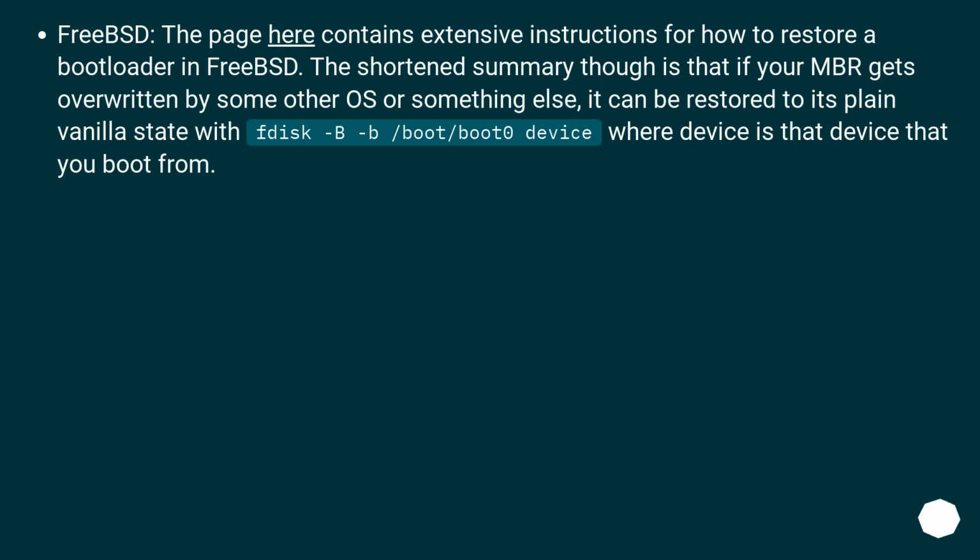FreeBSD. The page here contains extensive instructions for how to restore a bootloader in FreeBSD. The shortened summary though is that if your MBR gets overwritten by some other OS or something else, it can be restored to its plain vanilla state with disk bp /boot/boot0 device, where device is that device that you boot from.